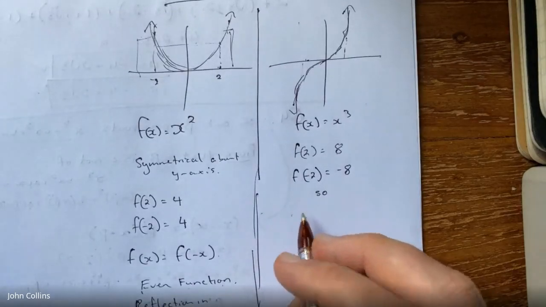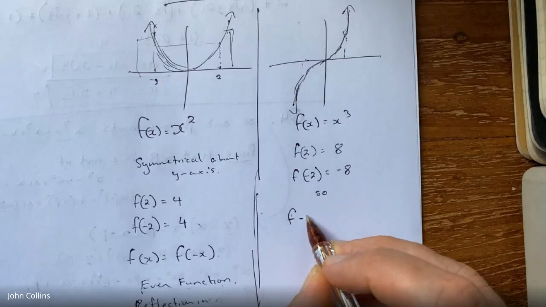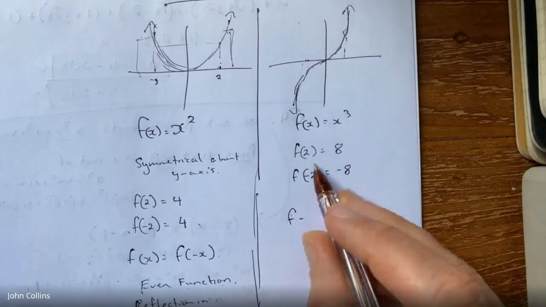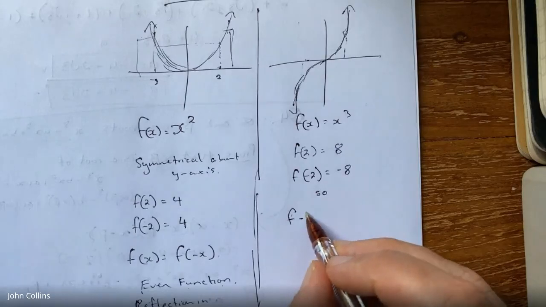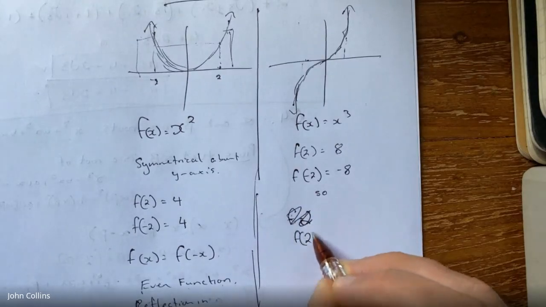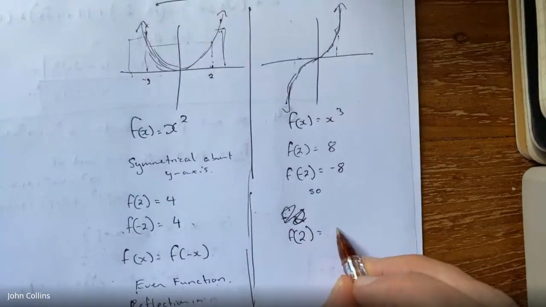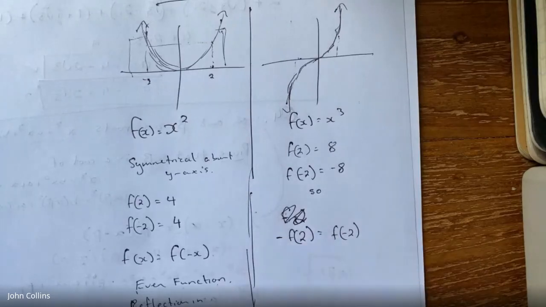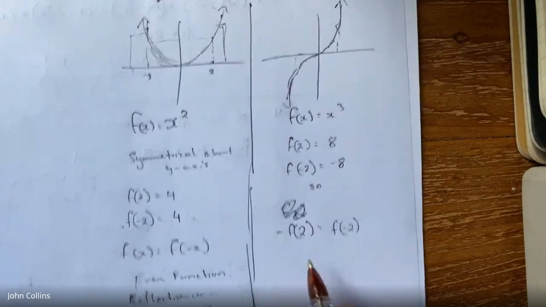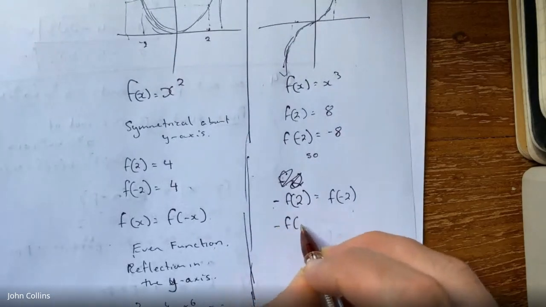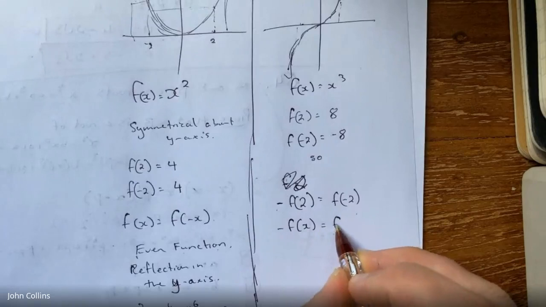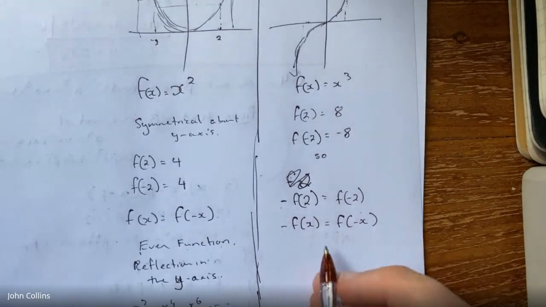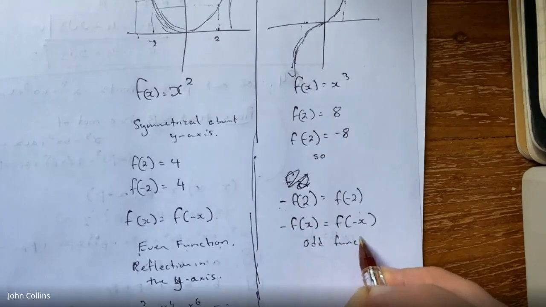So for odd functions, if I look at what I have above, when I subbed in f of 2, it didn't equal f of minus 2. These don't equal each other. But if I get the function with 2 put in it, and I just make the answer negative, I do get the same answer. So I can say in general, negative f of x is equal to f of negative x. And that's for an odd function.